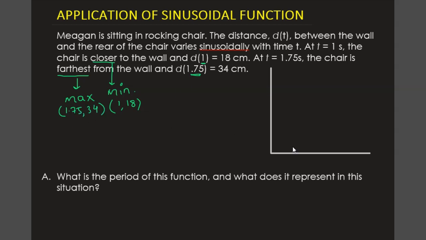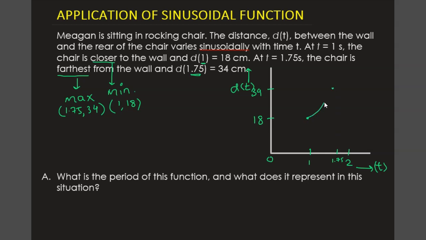So let's use this information to turn it into a graph first. Let's say this is my d(t) axis, meaning distance axis, and this is my time axis. I need my time to be, let's say this is 1, this is 2 seconds. Distance at 1 is 18, so let me mark this as 18, and distance at 1.75 seconds is 34, so let's mark this as 34. This is the minimum point, and let's say 1.75 is somewhere here, so this would be the max point.